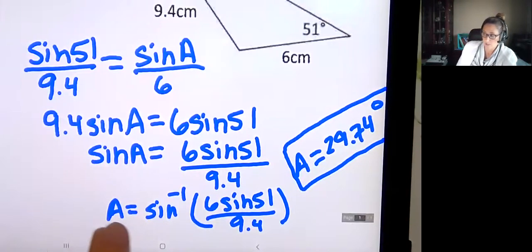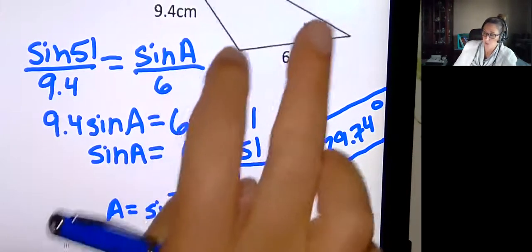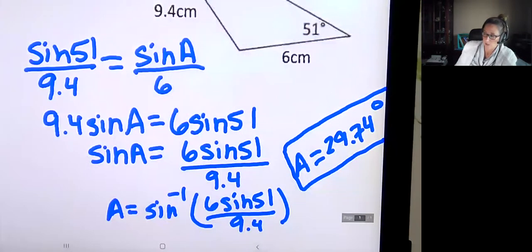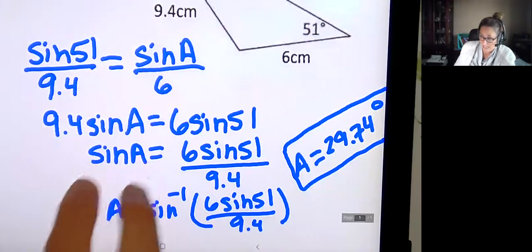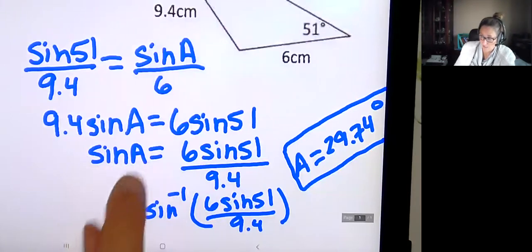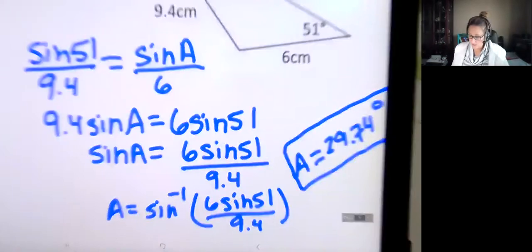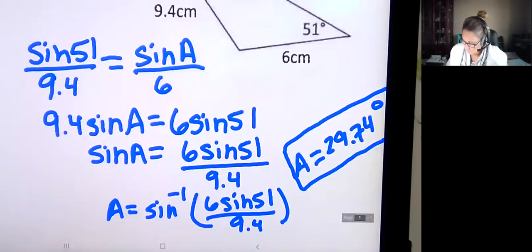So extra step, when you don't know two angles to get the third, and you have a situation where you have sine A that you're trying to solve for, you have to take sine inverse. Okay, now the last ones are dealing with the area formula. So let me just get to that.